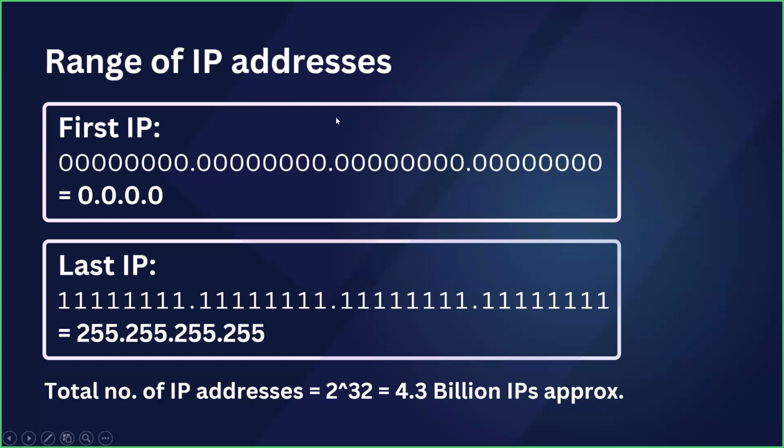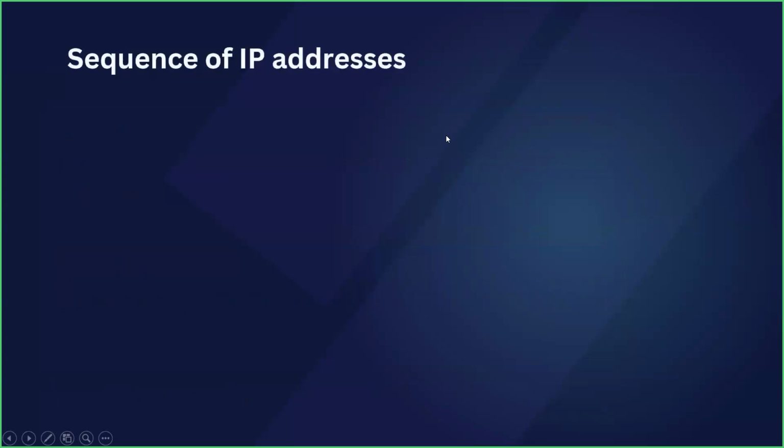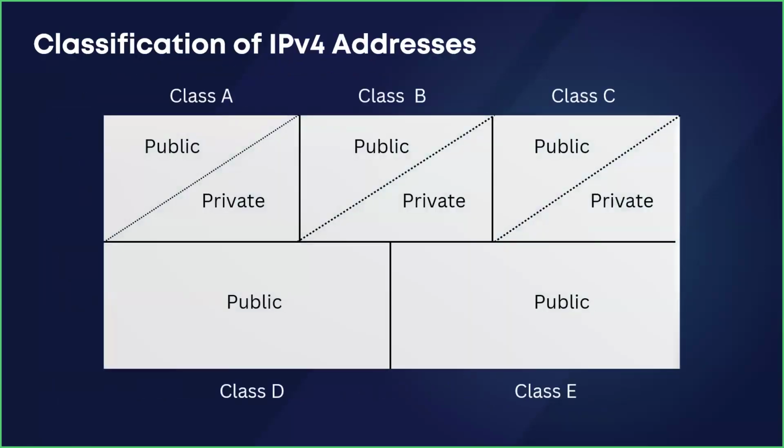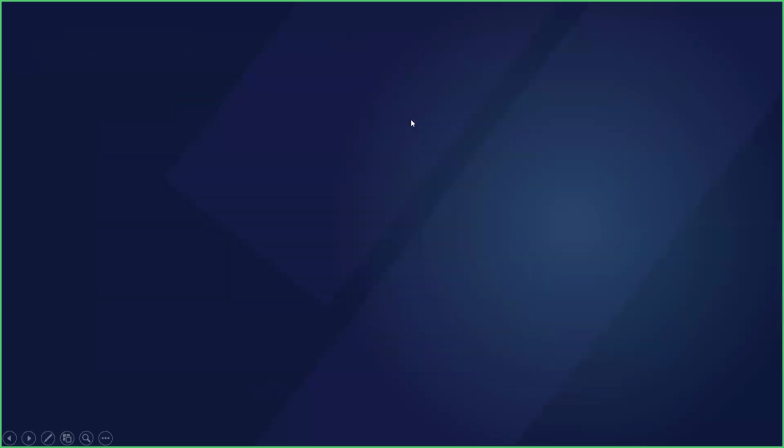That's why these 4.3 billion IPs are divided into certain categories. There's something called public IPs and private IPs, and classes. Class A, class B, class C, class D, and class E, 5 categories. And in each class, there are 2 subcategories, public and private, public and private, public and private. Class D and class E have no private IPs in them. All of them are public IPs. But before we get into all these categories, today we'll talk about the sequence of IPs.